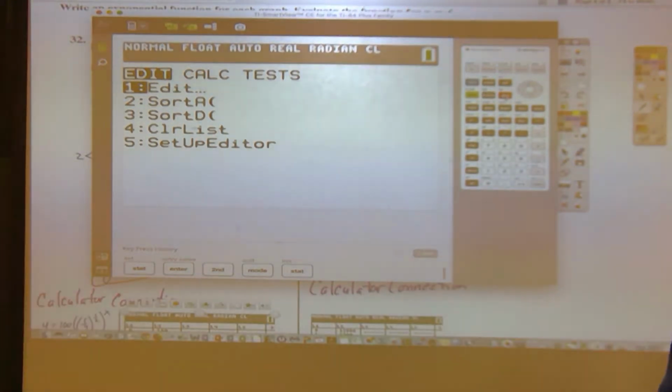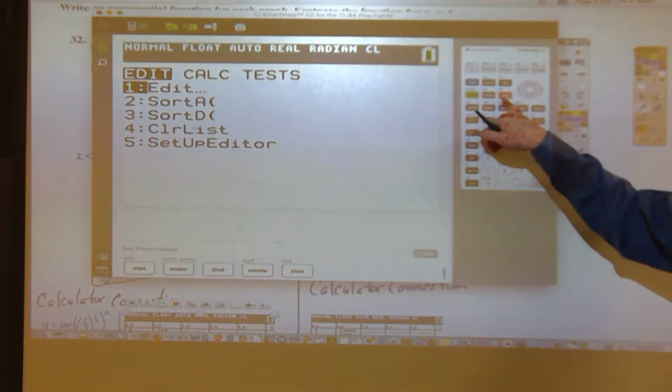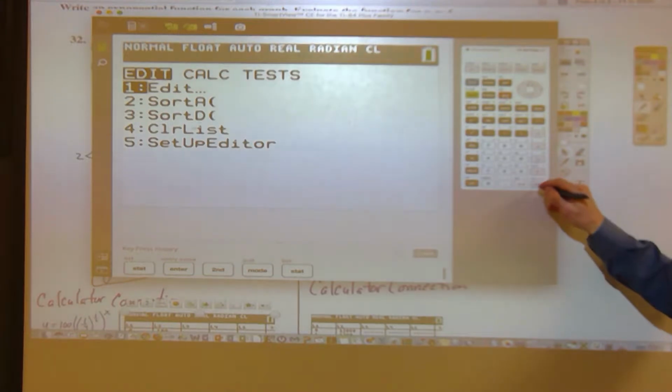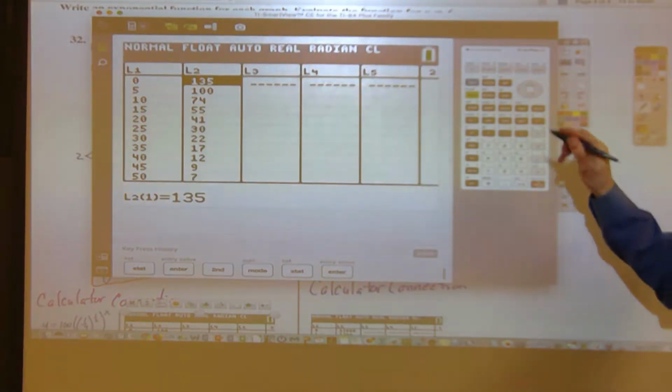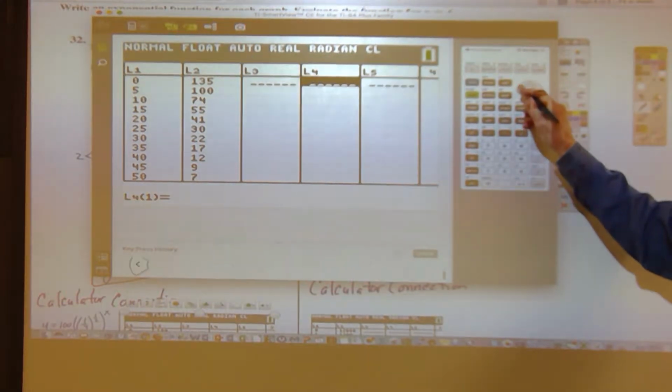Alrighty, so it looks like we're back. We have our calculators. So I'm going to press the stat button and let's select the edit option. I have some points typed into list 1 and list 2. So I'm going to type these points into list 3 and 4.